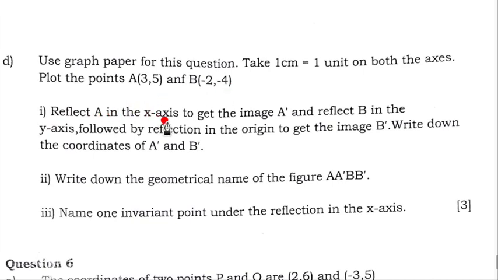Reflect A in x-axis to get image A dash, and reflect B in y-axis and then reflect it in the origin to get the image B dash. Write down the coordinates, write down the geometrical name of the figure A dash, B dash, and name one invariant point under the reflection in x-axis. Now if it is invariant under reflection in x-axis, it must be on x-axis. Okay, so let us look at a solution.